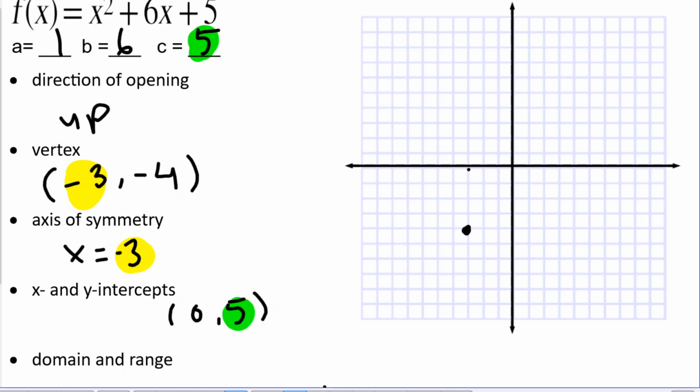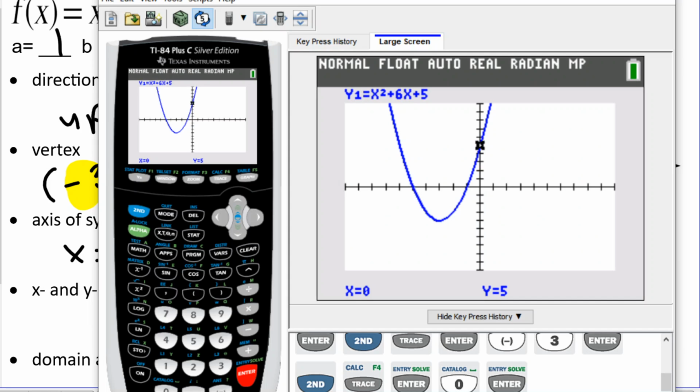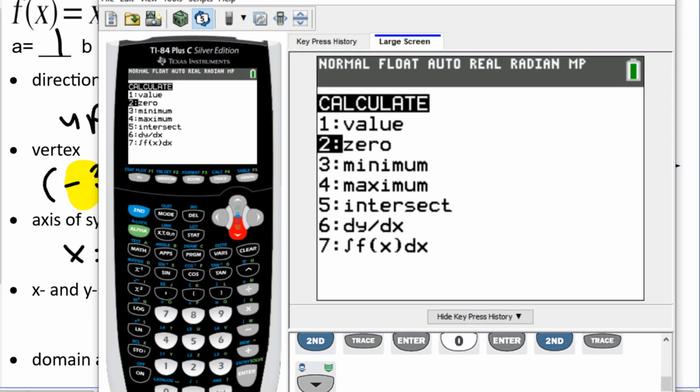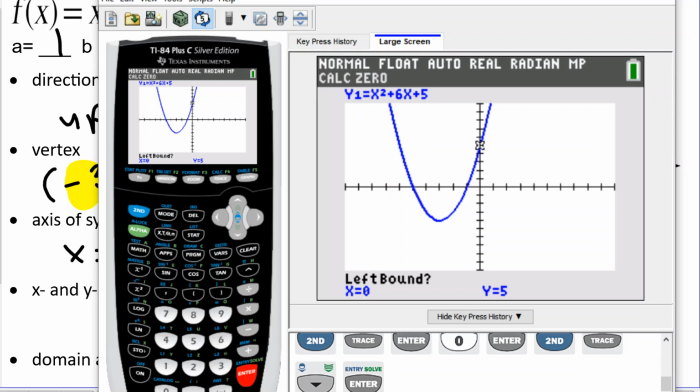My x-intercepts are going to be a little trickier. So again, I've done value, I found my y-intercept. I've done the minimum, I found my vertex. And now I'm going to hit 0, because our x-intercepts can sometimes be called roots and can sometimes be called zeros. So it's going to, again, prompt me to go left and right of whatever point I'm trying to find. Well, now I'm trying to find an x-intercept.